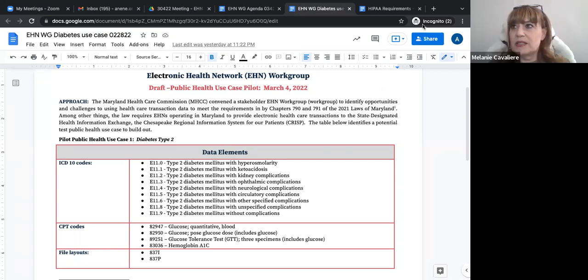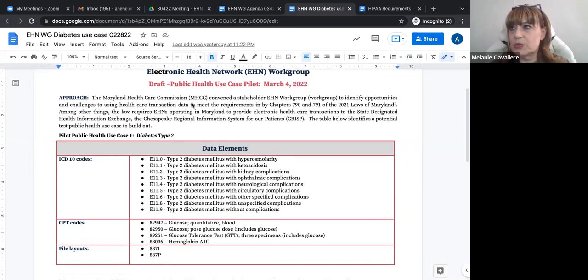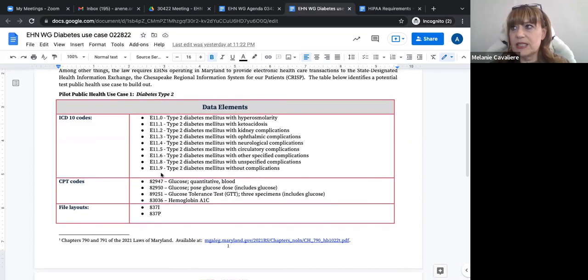As David was saying, this is the public use case, which is diabetes type 2. And at the top we have the approach, which was what David just outlined. So under the data elements, what you'll see is the first one is the ICD-10 codes. So these are codes that we pull that are commonly used to identify diabetes type 2 or to identify the complications with diabetes type 2. David, did you want to take it back?